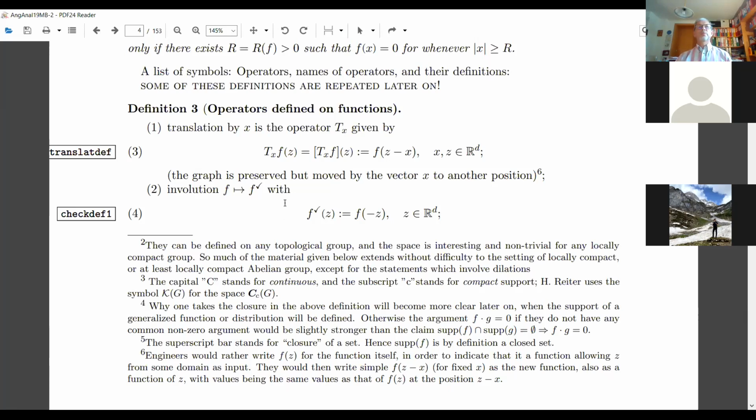Now, I have thought a little bit, and I was trying to avoid the so-called inverse hat symbol, because some people use it for the inverse Fourier transform, so I use this check symbol.